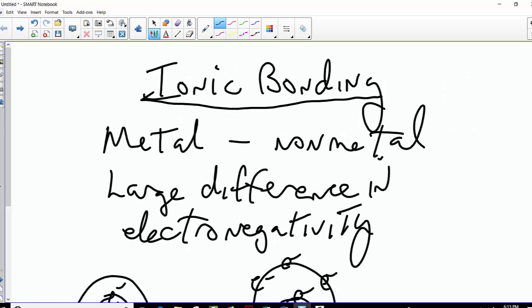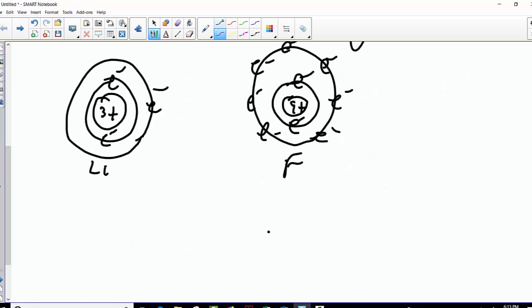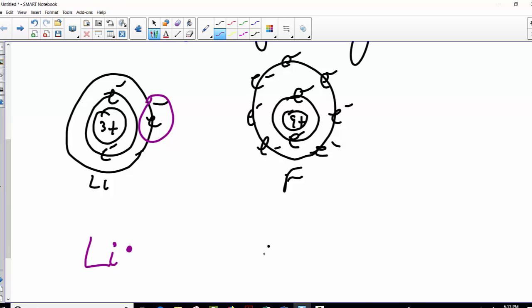Okay? So if we go back here to this page, I've got lithium here. Now, the inner shell are these 2 electrons. We don't care about them. All we care about is this outer shell electron. So I'm just going to put 1 dot right there. Here's my F. Again, I don't care about these 2 inner shell electrons. I only care about these outermost ones. There are 7 of those.